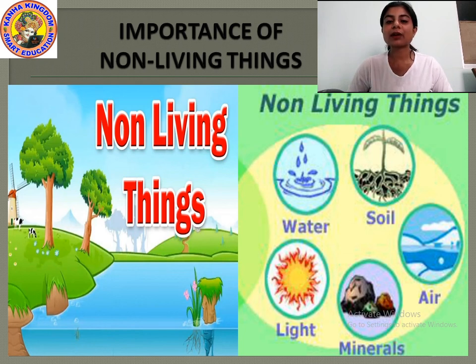These are a few examples of how non-living things are important to living things. For example, air: we need air to breathe. Water: we need water to drink. Sunlight is needed by plants, and even by human beings. Soil is also a non-living thing, but plants need soil to grow, and we need soil to build our house. This is how non-living things are important to living things in many different ways.